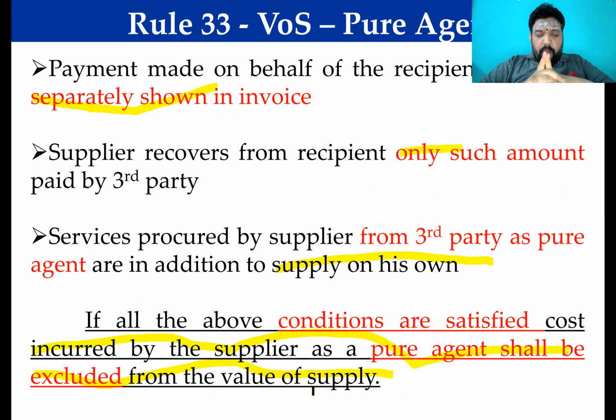Now, when all these conditions are satisfied and the supply of service by the supplier is different from what he procured and gave, that is, the supplies procured from the third party, the two are different. If that be the case, then the reimbursement, pure agent reimbursement, will not be included in the value of supply.